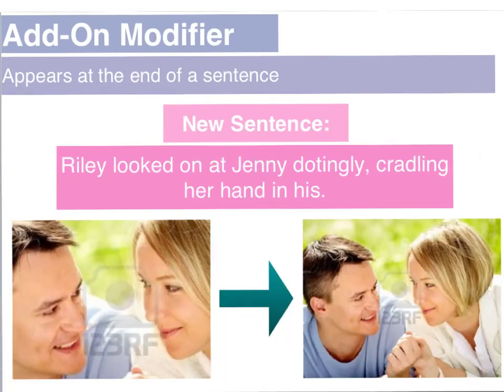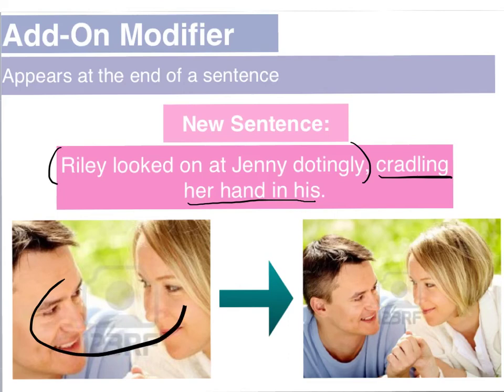So now let's take a look at the sentence with the add-on modifier. Now I've taken the he cradles her hand in his and I've turned it into a participial phrase. Now adding it here, cradling her hand in his, and so it effectively brings your eyes right into Riley and Jenny looking at each other and bringing you to the full shot of the two of them, right? Finally, including the cradling of the hand in his.